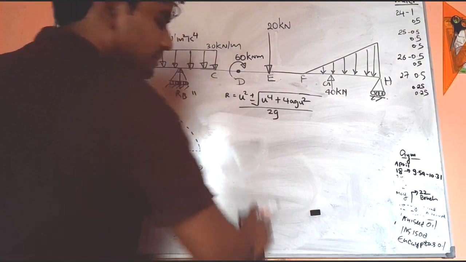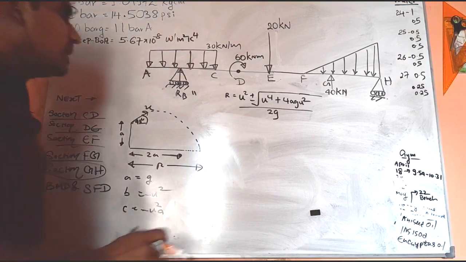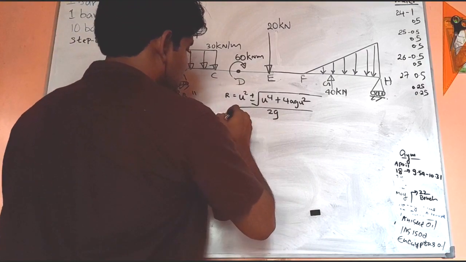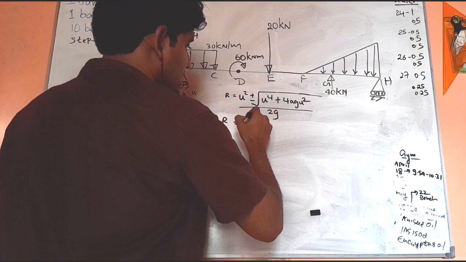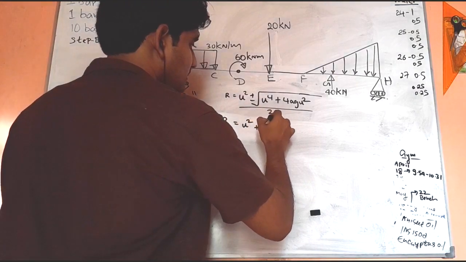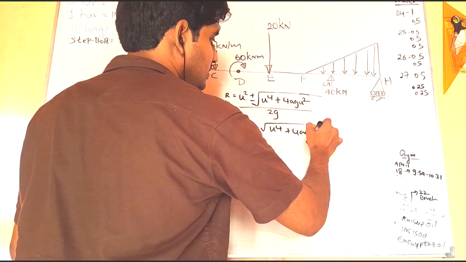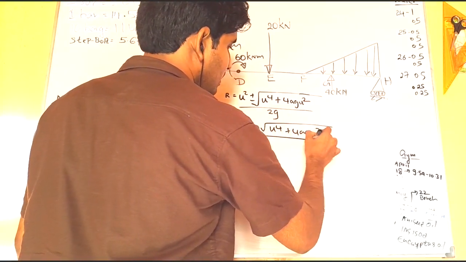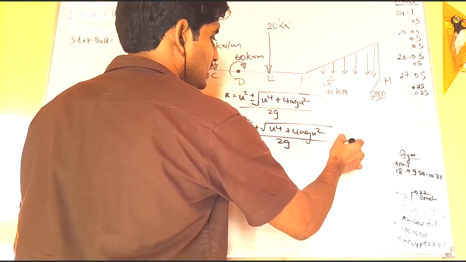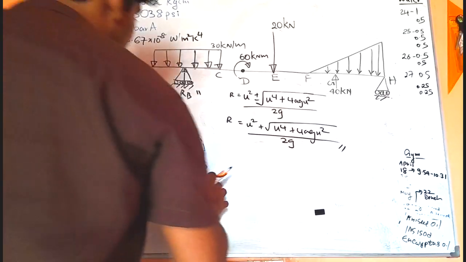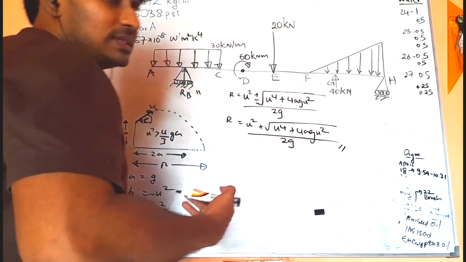So then, this is the only answer that you can consider for the range. R equals u squared plus the square root of u to the power 4 plus 4ag u squared, divided by 2g, will be the answer, right? So now the next part is that they want us to justify something.